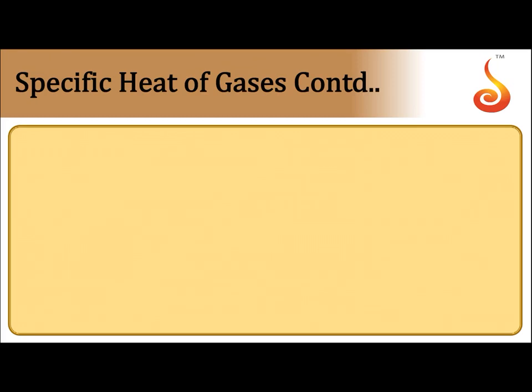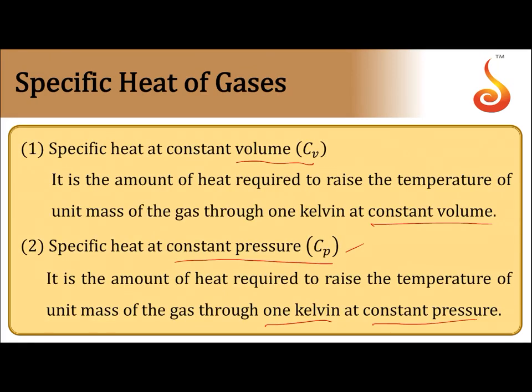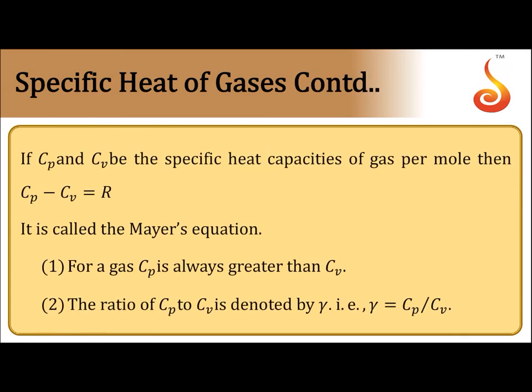If you define it for 1 mole instead of unit mass, then it is called molar specific heat at constant volume and molar specific heat at constant pressure. So if Cp and Cv are molar specific heats at constant pressure and constant volume, then Cp minus Cv is equal to R. This is called Mayer's equation.